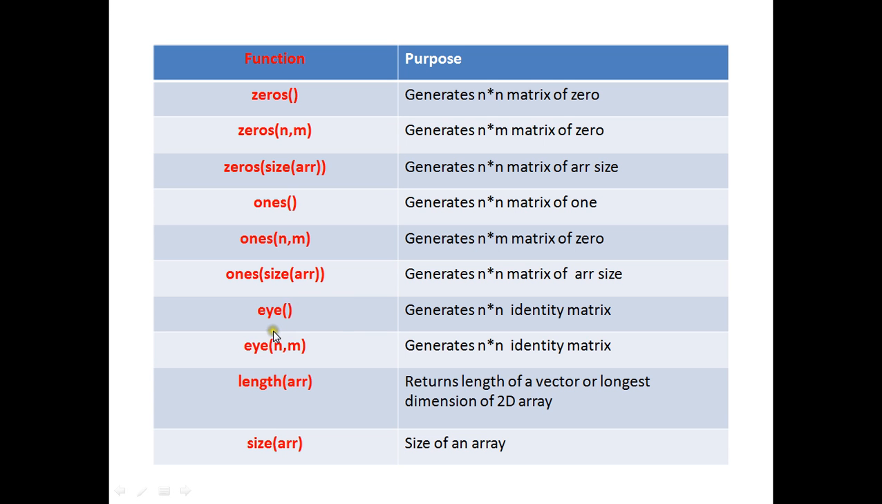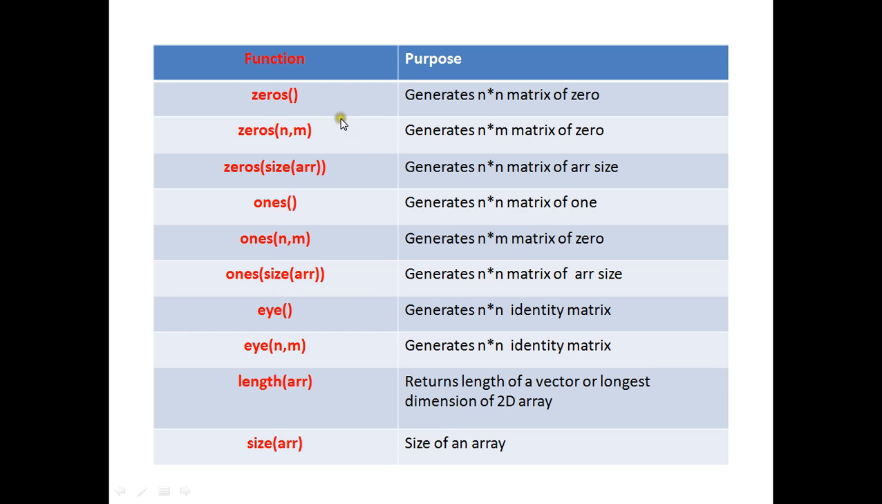So what is the diagonal matrix? eye generates I. So what is I? The very important thing: eye(n) generates an n by n identity matrix, and eye(n,m) generates an n by m identity matrix. I'll show you later. Identity matrix means the diagonal values of the matrix are 1.